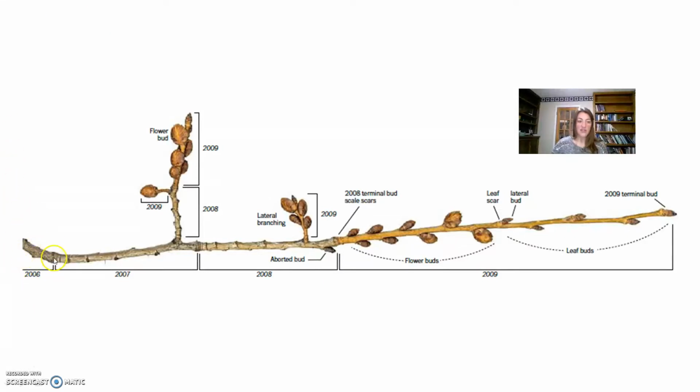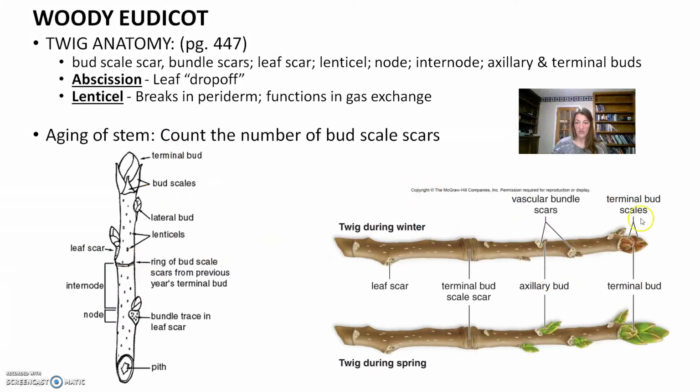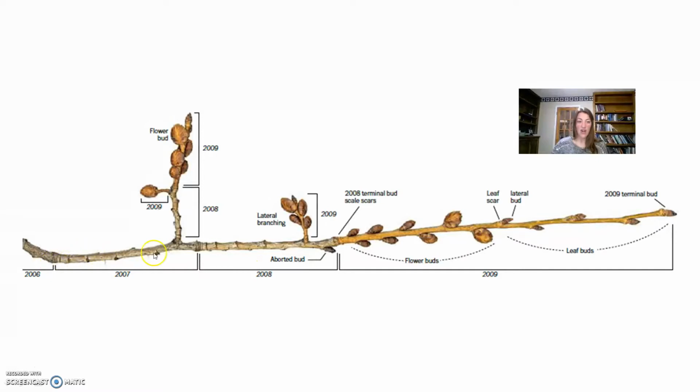So looking here, pretend that it's been attached to the tree. You have the first terminal bud scar. That's what you're looking at right here, right? That fell off. So it looks just like this. So you have one here, and then it grew this long the next year.